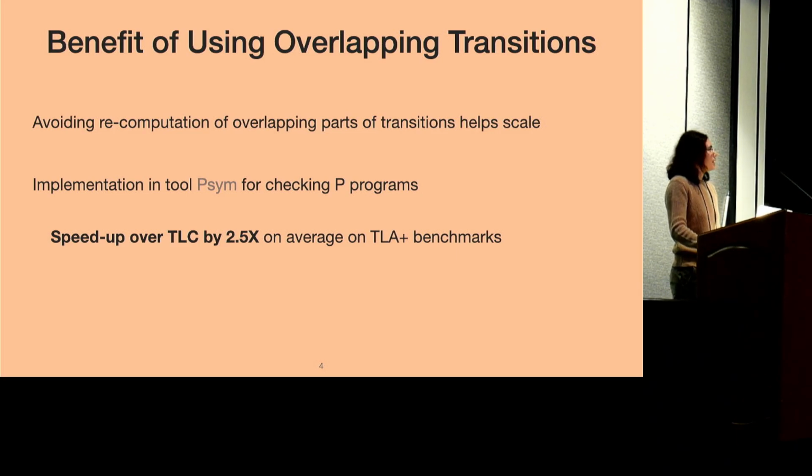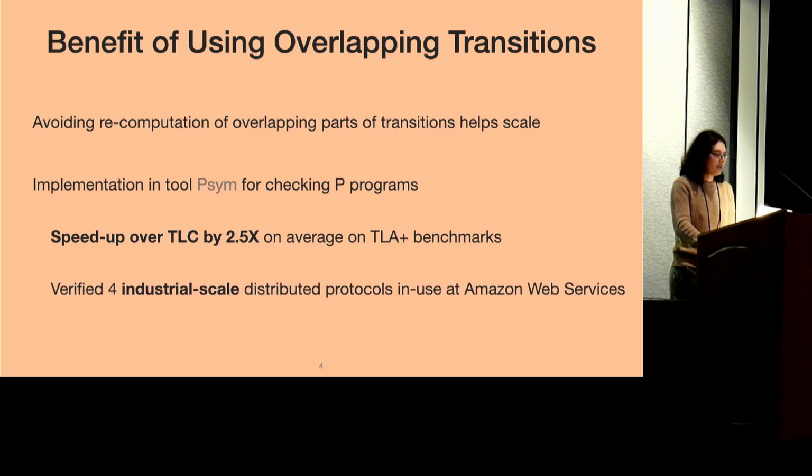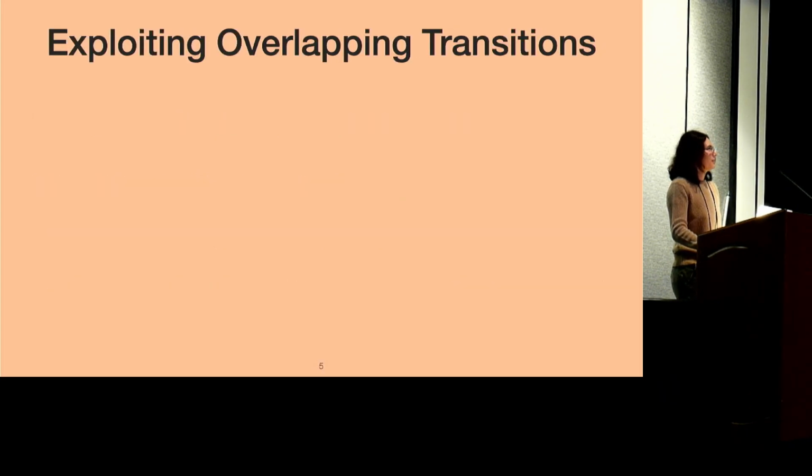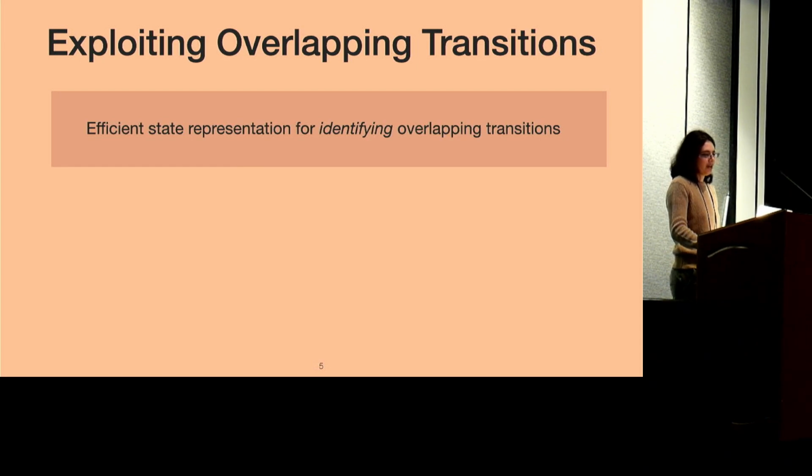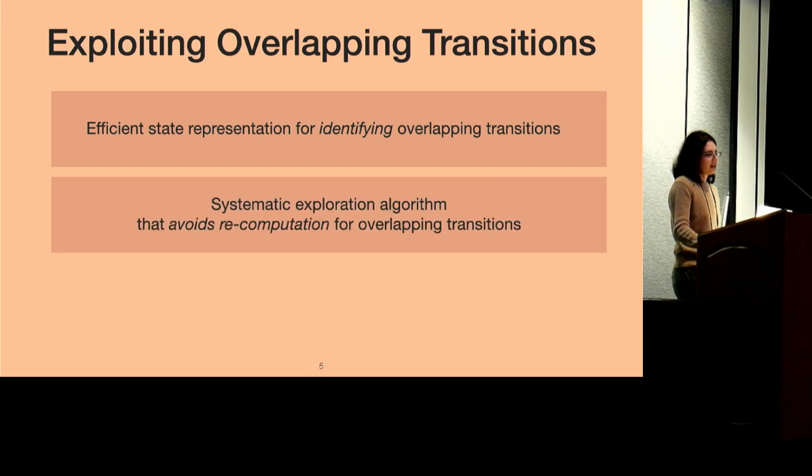We are also able to apply PSym to real-world benchmarks, and in particular, we verified 4 industrial-scale distributed protocols that are in use at Amazon Web Services. So hopefully I've convinced you of the merits of exploiting overlapping transitions in this way. So in the rest of the talk, I will describe first an efficient state representation that lets us efficiently identify when we have overlapping transitions. Then I'll talk about the exploration algorithm that actually uses this state representation to avoid doing redundant computations when we have overlapping transitions.